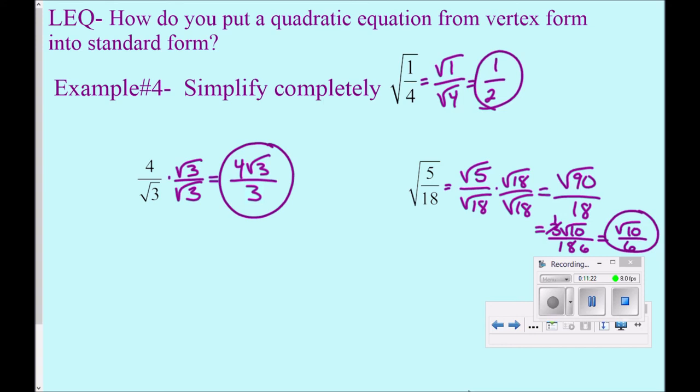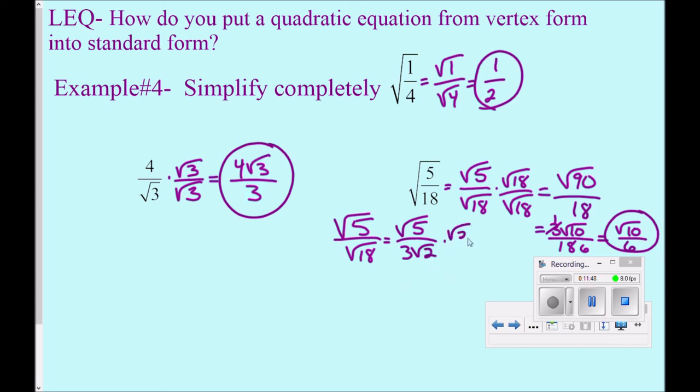Now, I didn't necessarily have to rationalize first and then simplify second. I could have simplified first. So if I had started with root 5 over root 18, and instead of rationalizing, multiplying by root 18 over root 18, I could have simplified the root 18. So root 18 is root 9 times root 2, which is 3 root 2. And then I could have rationalized by getting rid of that root 2.